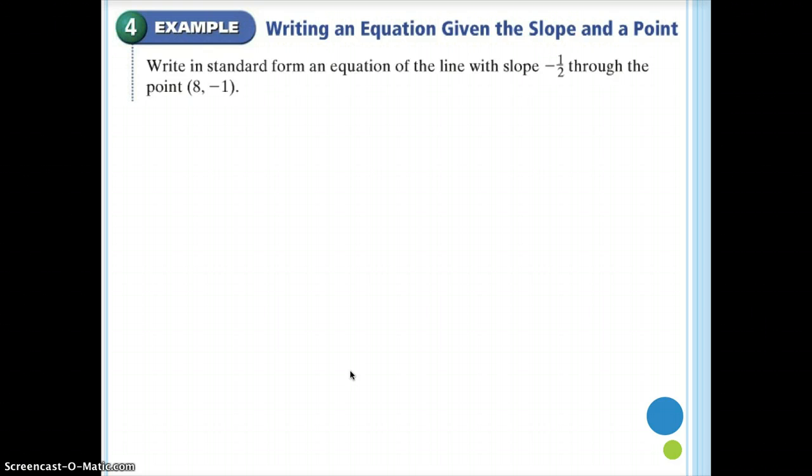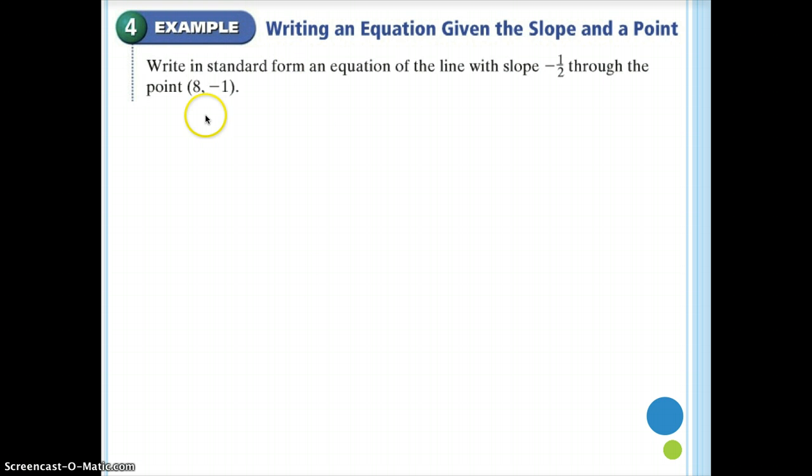Now, some of you may be familiar with how to solve this question with slope intercept form, which is something that you can do. If you're not familiar with that method, then point slope form is the way to go here. So the very first thing we're going to do is plug in these values 8, -1, and -1/2 into point slope form. I also want to point out that we cannot go straight into standard form as the question is asking us to do.